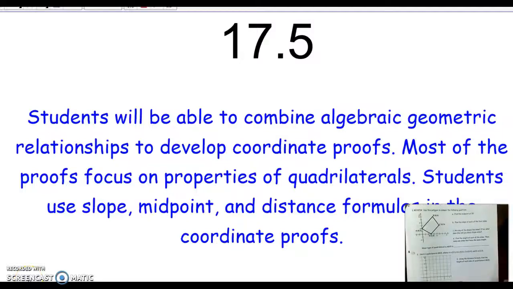All right, this is the last lesson of topic 17. In this lesson, we're going to be looking at combining some algebraic relationships to geometry and developing what are called coordinate proofs. So most of the proofs today will focus on the properties of quadrilaterals that we've been learning, and you will have to use prior knowledge of your formulas for slope, midpoint, and distance in your coordinate proofs.